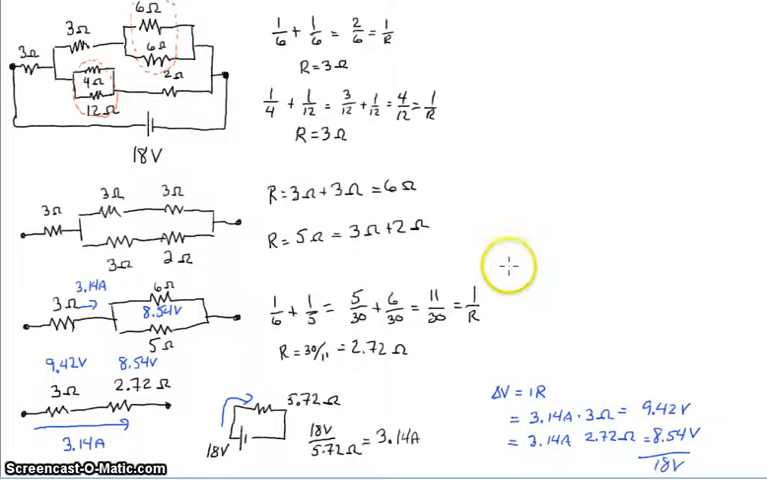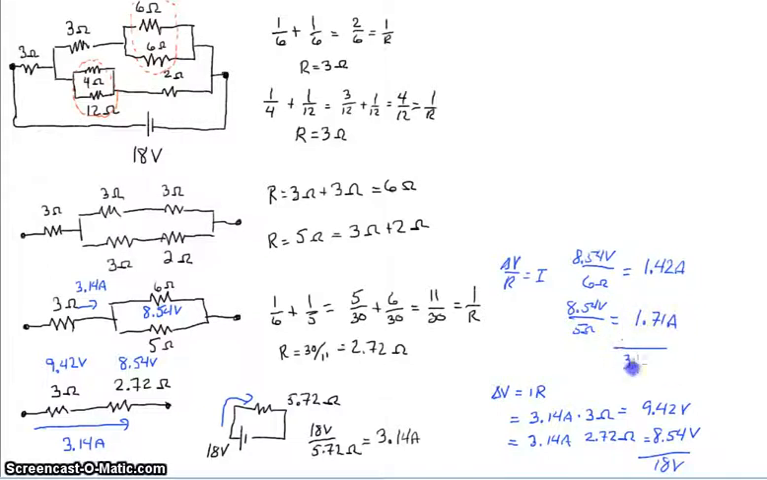So we come over here, we look at Ohm's law: delta V over R is equal to the current. We have 8.54 volts divided by 6 ohms, and 8.54 volts divided by 5 ohms. If we make those calculations, we find that this would be 1.42 amps and 1.71 amps. If you add them up, they equal approximately 3.14 amps, even though it's 3.13. So we're still in pretty good shape.